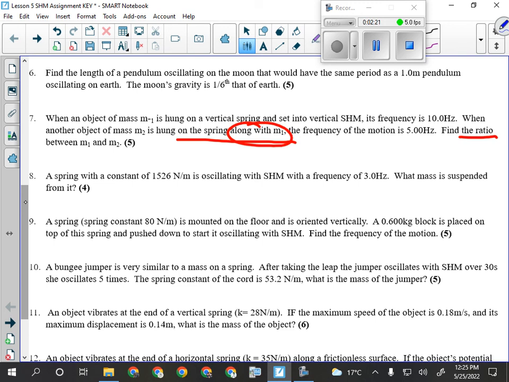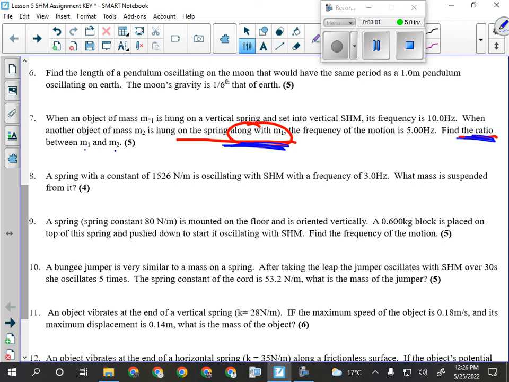So when an object of mass 1 is hung on a vertical spring and set into vertical simple harmonic motion, the vertical part makes no difference for this question, the frequency is 10 hertz. When another object of mass 2 is hung on the spring along with the first mass, that is the key part of this question. In the second situation, both masses are on the spring, both of them are there, the frequency of motion is 5 hertz. Find the ratio between mass 1 and mass 2.